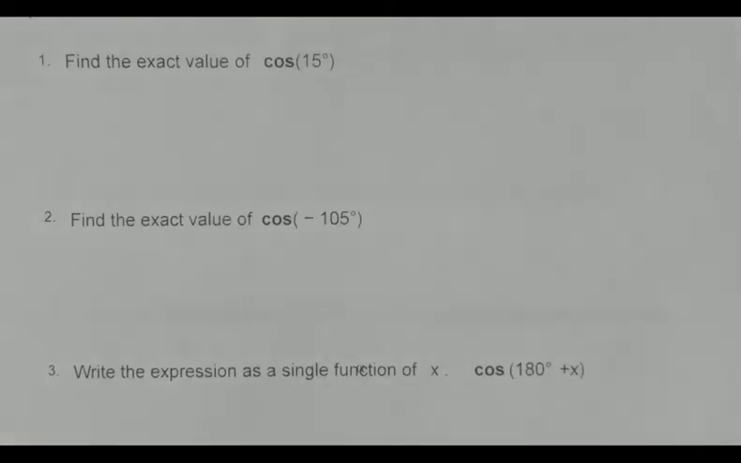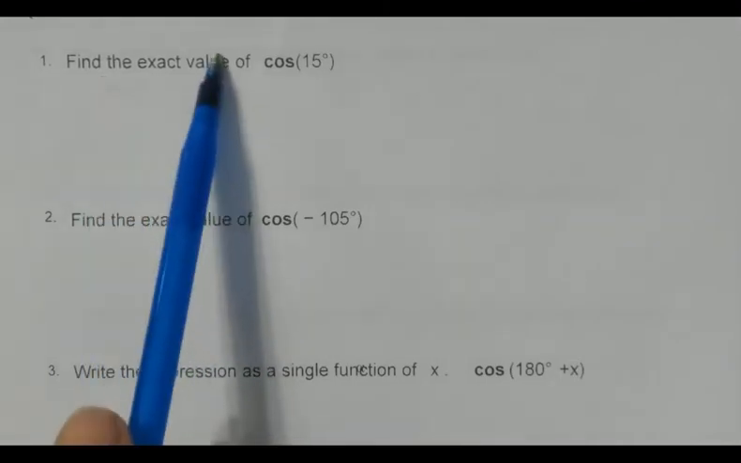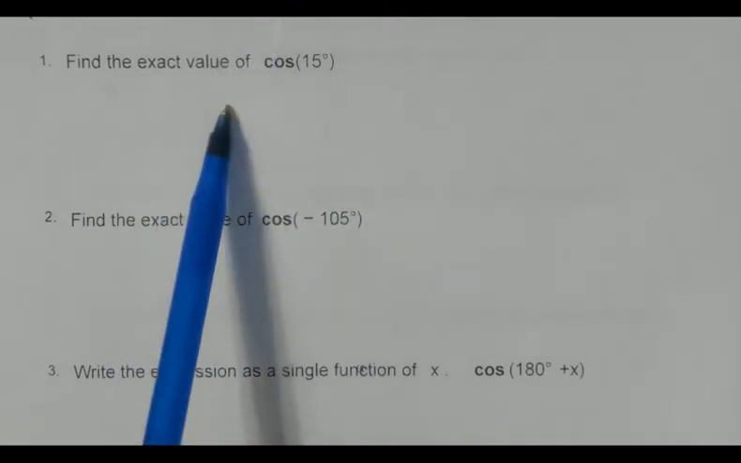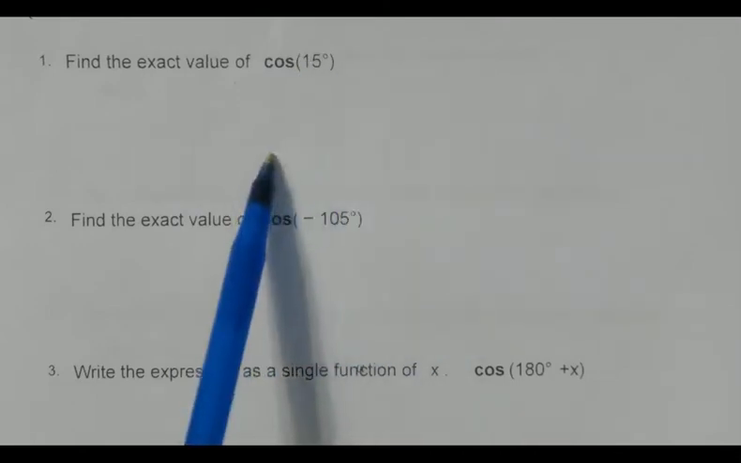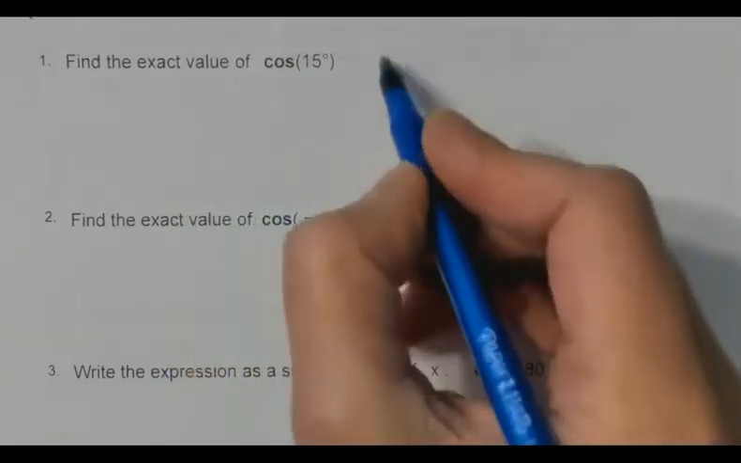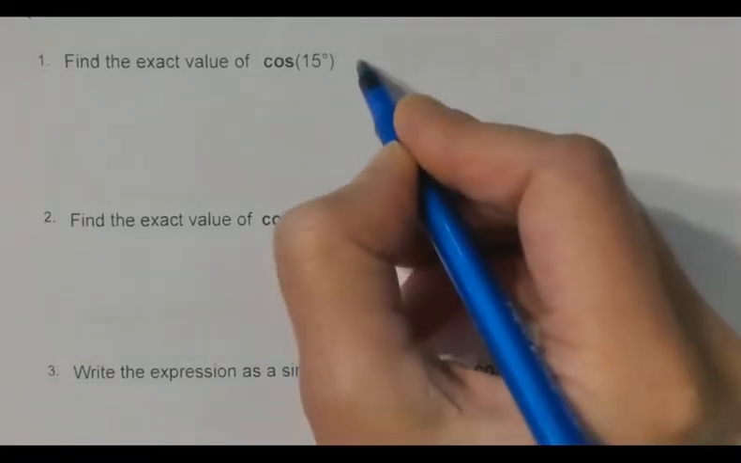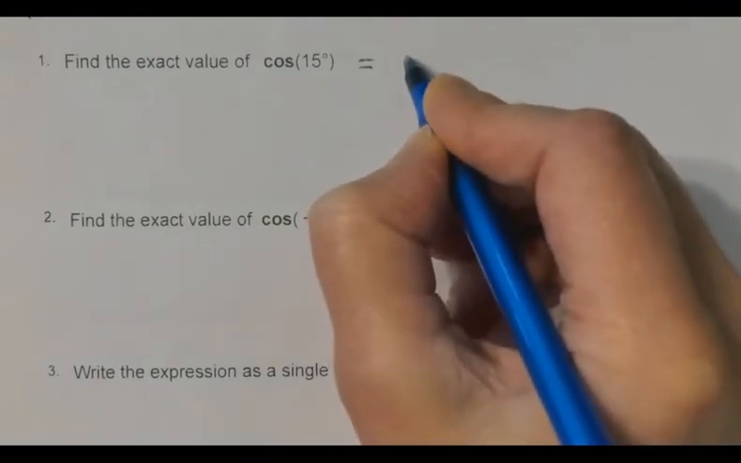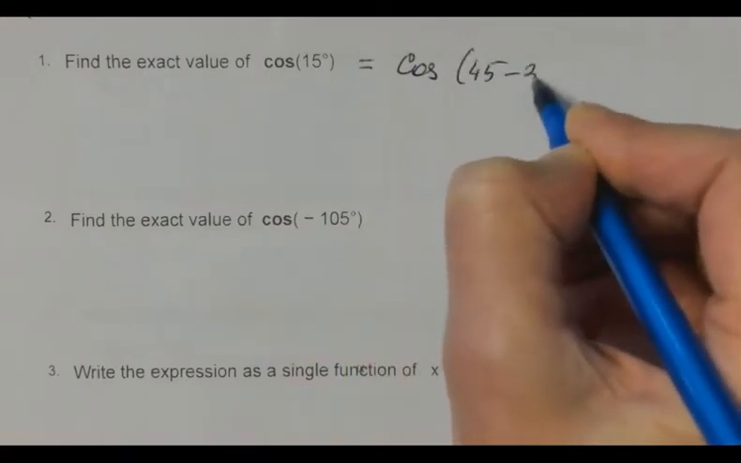Find the exact value of cosine of 15 degrees. On the exam it will be written which formula to use, the half angle or the sum or difference identity. In such an example you can use both and you will get different-looking answers depending on the formula. For example, we can use the sum and difference identity, because 15 degrees can be represented as 45 degrees minus 30 degrees.